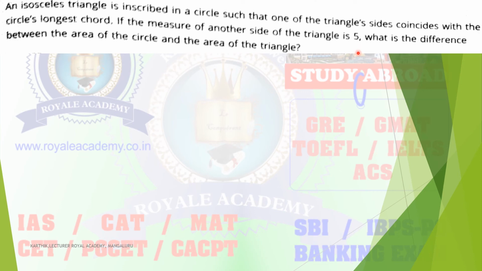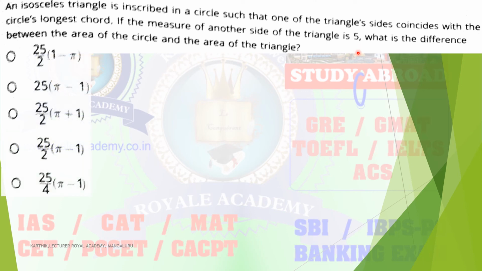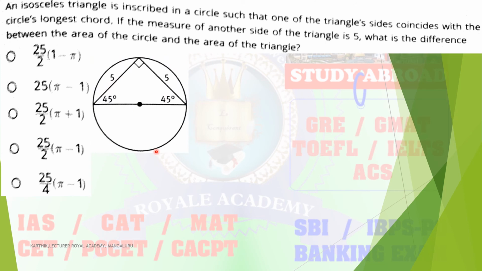So first you have to find out the area of the circle, and also you have to find out the area of the triangle. So how to find out? This is a triangle. The triangle is placed inside the circle. In this, one side is given. The side is how much? 5. Then you have to determine the area of the circle minus the area of the triangle.